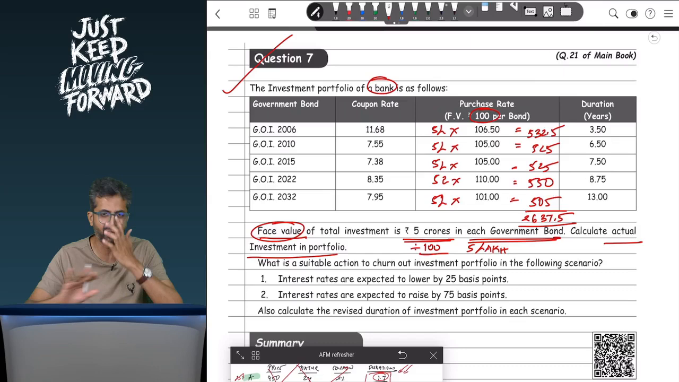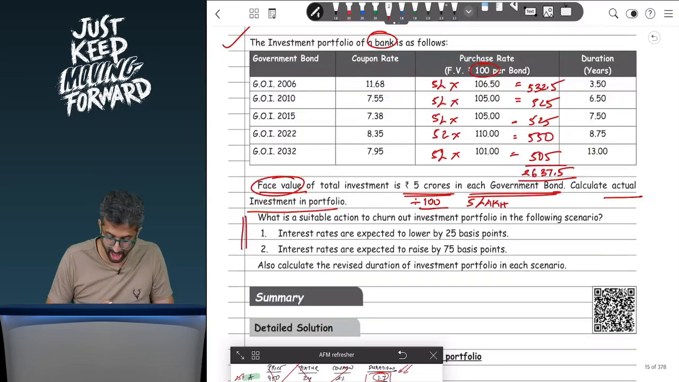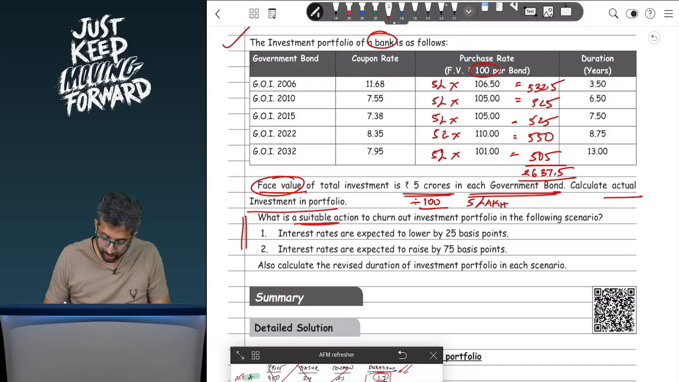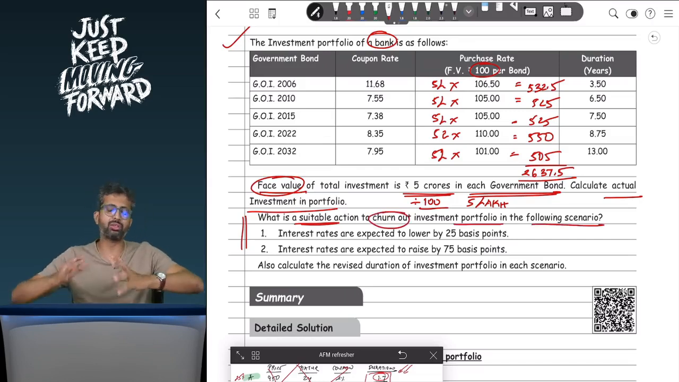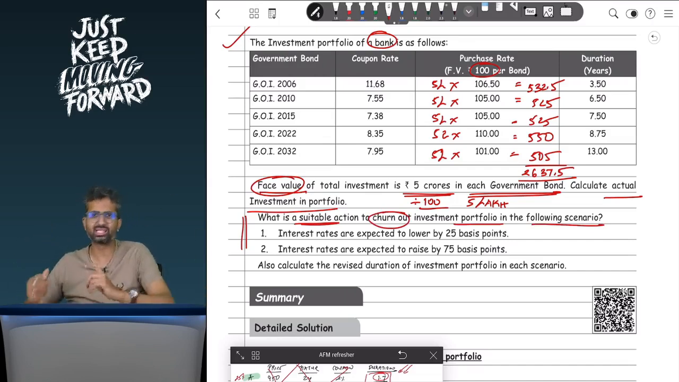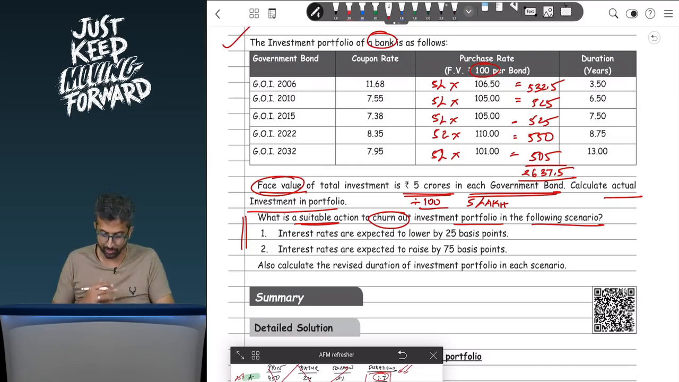Now this is where I want your answer, and I want the chat box to be active. What is a suitable action to churn out investment portfolio in the following scenario? Churn out means you are removing something and bringing in something else. So you are selling something and buying something. That is called churning.